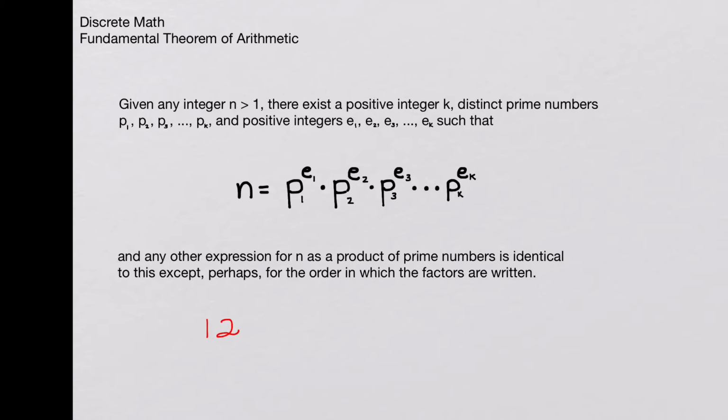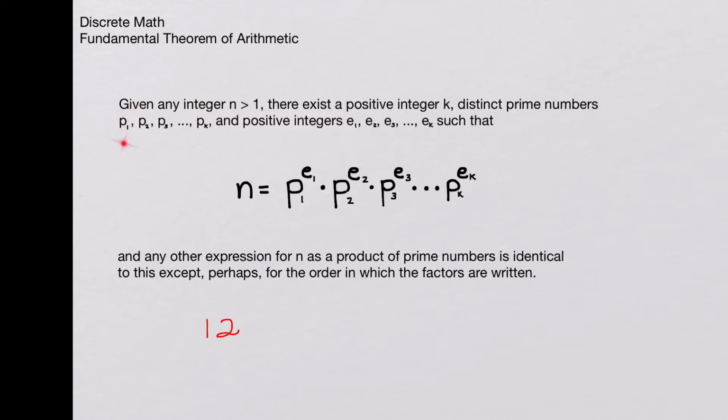So, for the number 12, there exists a positive integer k. So, there's some integer k. I don't know what it is yet. I don't know what it needs to do. I'm just going to say it's some positive integer. So it's 1, 2, 3, 4, somewhere down the line. Distinct prime numbers, p sub 1, p sub 2, p sub 3, dot dot dot, p sub k. All right, so we're looking at these.